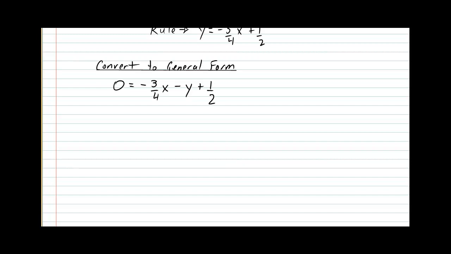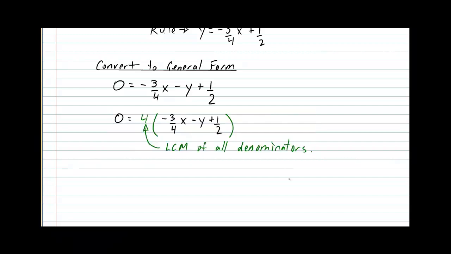So therefore, the next line should show that you will be multiplying the entire equation by 4. Probably looks something like that. Distributing the 4 will give you a final rule that looks like the following. 0 is equal to negative 3x minus 4y plus 2. Notice that everything is shoved over one side, the empty side is equal to 0, and there are no fractions. All conditions for proper general form have been satisfied.